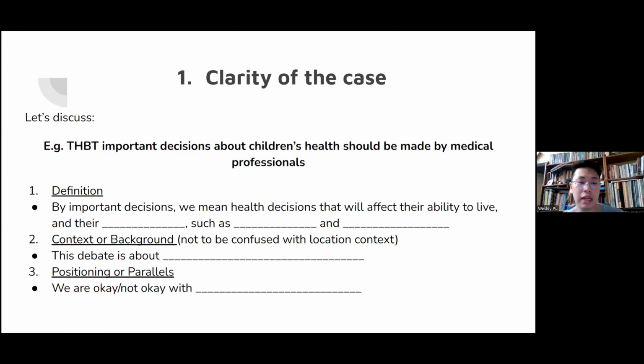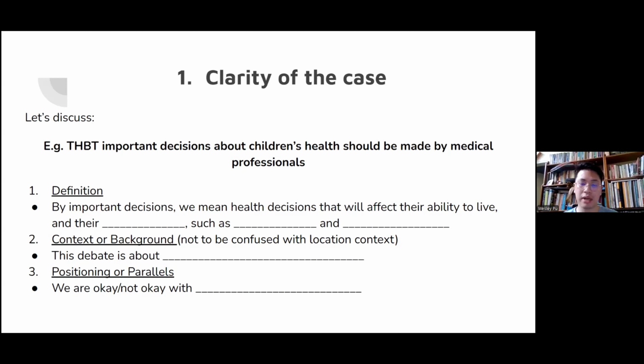So, in a motion like this, House believes that there are important decisions about children's health that should be made by medical professionals. Right? So, remember the three things you have to do: definition, context, and background position and paragraph. So, by important decisions, we mean health decisions that affect the ability to live. And then you fill in the blanks after that. So, what do we mean by children's health? Like, we mean the ability to live and live a good life.